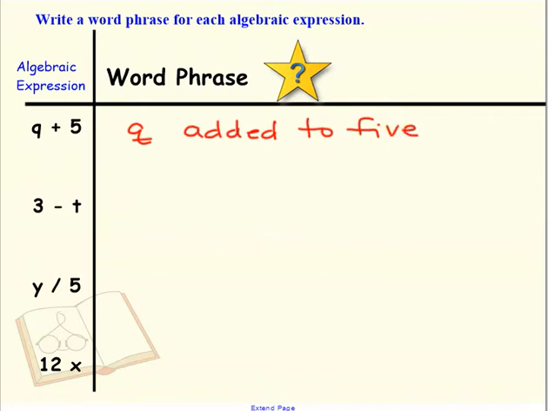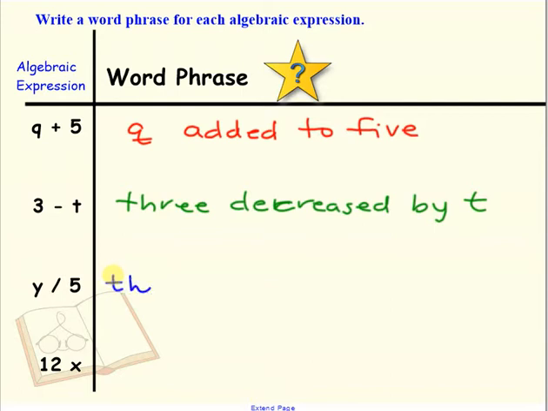Okay, let's try another one. So we have 3 minus t here. So I'm going to say 3 decreased by t. Okay, let's try another one. This is y slash 5. So that slash is going to tell me division because it's a fraction bar. So I'm going to use the word quotient. So I'm going to say the quotient of y and 5.